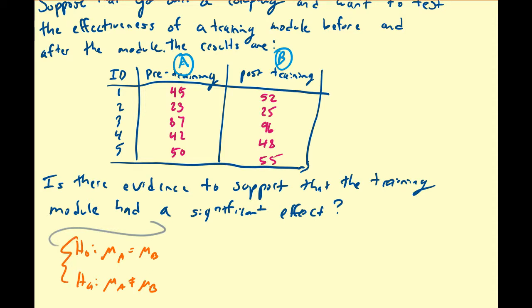So of course we're going to approach this in the same exact way as before. We're going to define mu D. Let's define it in the backwards direction, say mu B minus mu A, since we see that most of the values in B are bigger than A. So from here, what will we have? We're going to have that the null hypothesis H0 is that mu D is equal to 0, with the alternative that mu D does not equal 0.